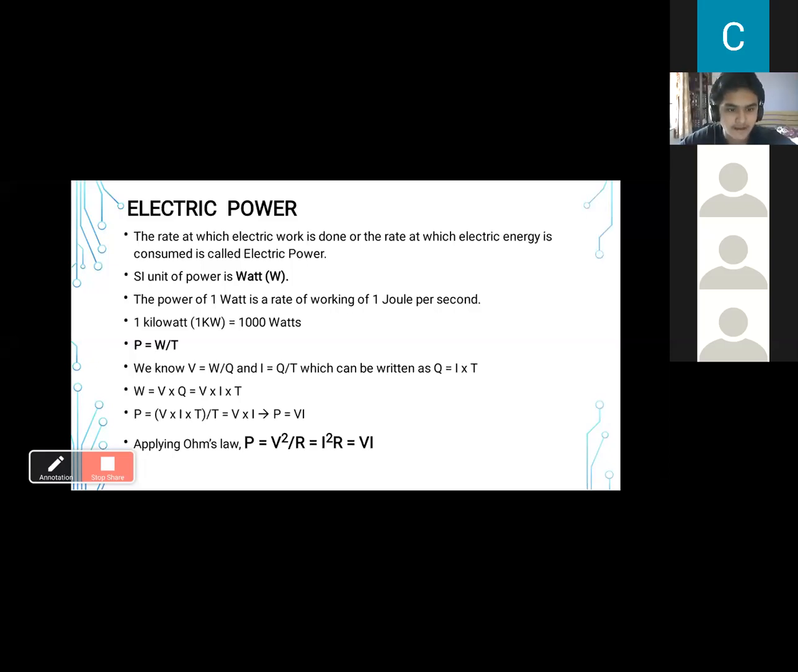Can I ask? Yes, ask. Ma'am, like you said, these three formulas, depending on what is given, we should use the formula. Yes, you can use any of them. Whatever is given to you: voltage and resistance are given, current is not given. So you cannot use V into I, obviously. So you will be using V square by R. Okay, now coming to the question.